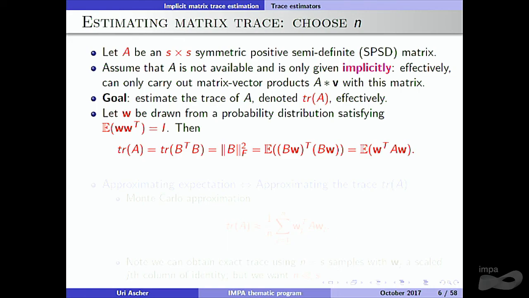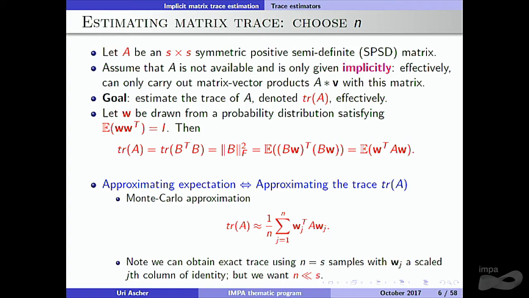So I can write it in this way, and now the trace of B transpose B is well known to be the Frobenius norm of B squared, and I can look instead at the expectation of the 2 norm of BW, where W is drawn from a probability distribution that satisfies this scaling condition, and obtain that the trace is the expectation of W transpose AW. And so now I can approximate the expectation. And so Monte Carlo approximation: draw n W's and calculate W transpose AW and average them. And if I can get away with n being much smaller than S, then I win. That makes sense.